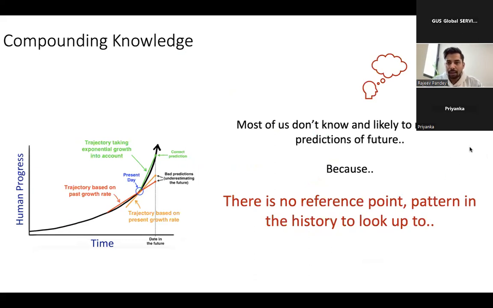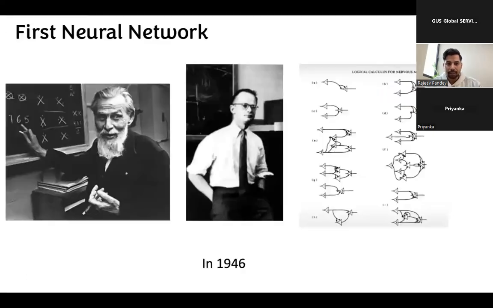So, all right. One last thing that most of us don't know and are likely to make bad predictions about, because there is no reference point in the future. We've not seen in the history of humanity ever a technology like this coming in and changing the world like this. So we don't have a reference point, and therefore we're likely to make bad predictions about the speed at which it is going to change.